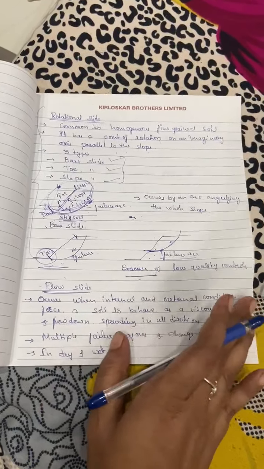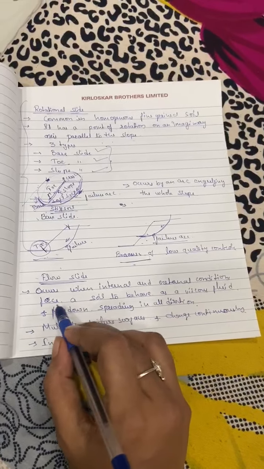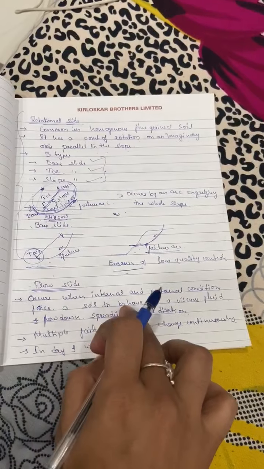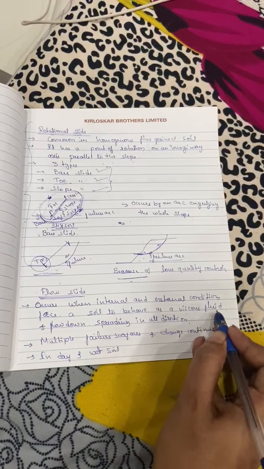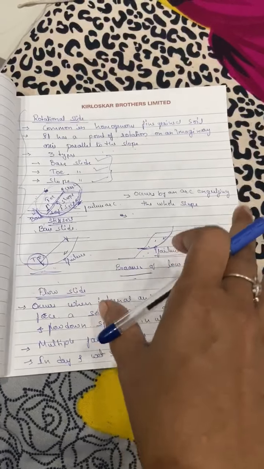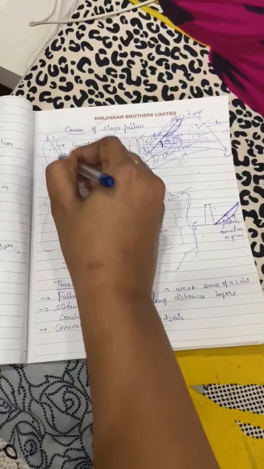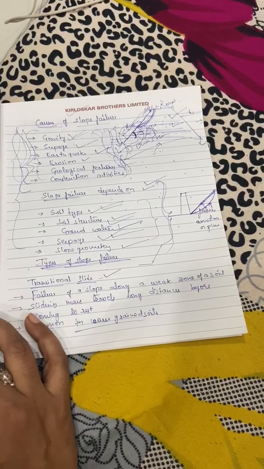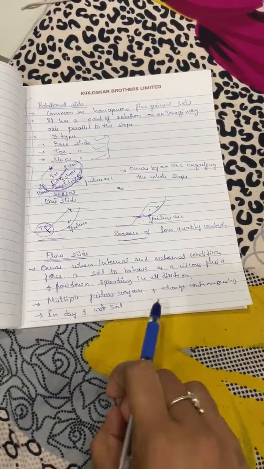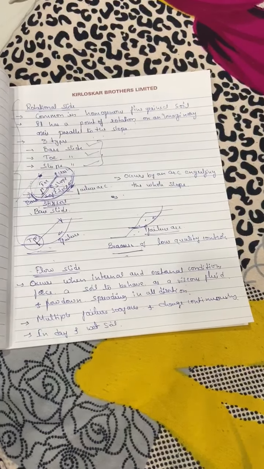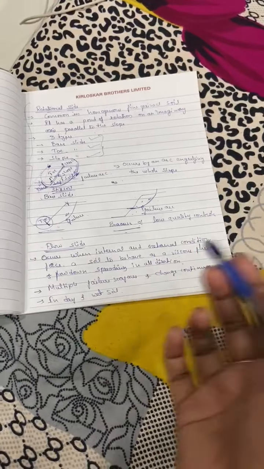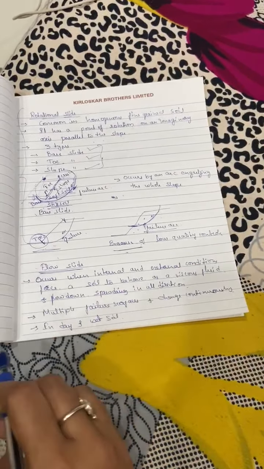Now the flow slide. This will occur when internal and external conditions force a soil to behave as a viscous fluid. Internal means whatever soil you have, and external forces are gravity, seepage, earthquake, erosion. These forces together intensively force the soil to move viscously. In that condition, the soil will flow down. So that is the flow slide.